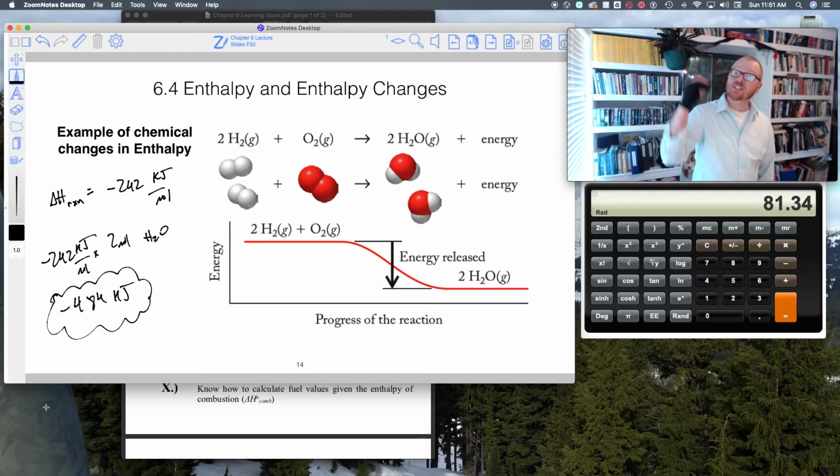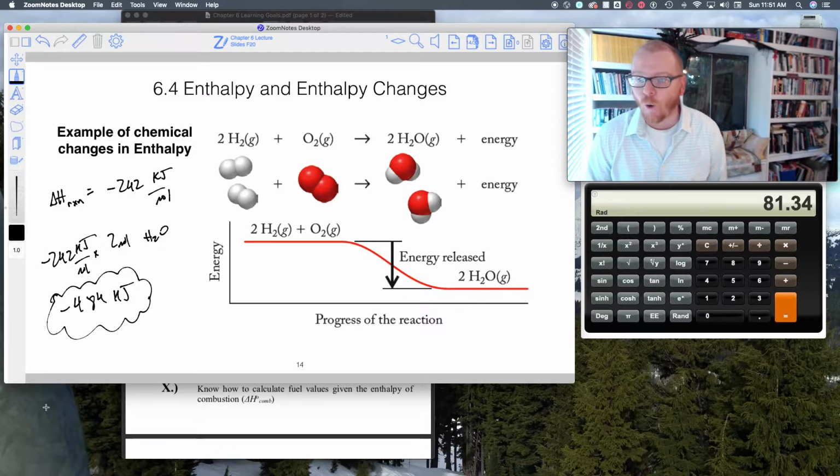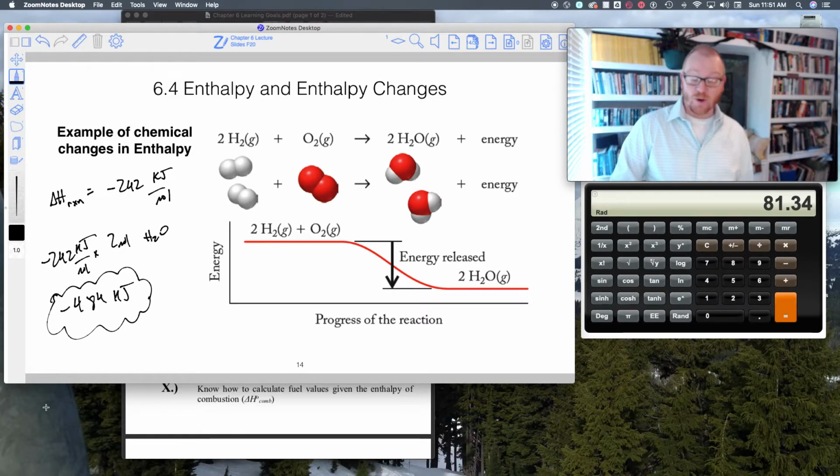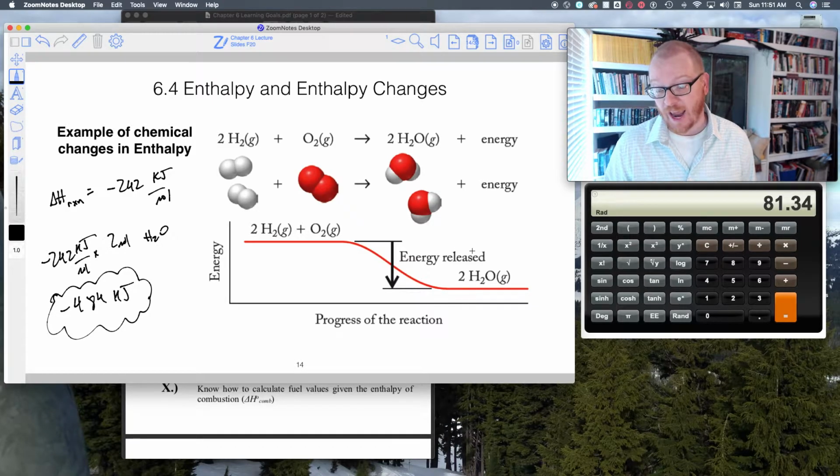So again, pay attention to that per mole quantity. So what if I had 18.562 grams of water created in this reaction? Well, then we would go through and do our stoichiometry, and I'm going to give you an example of that soon.